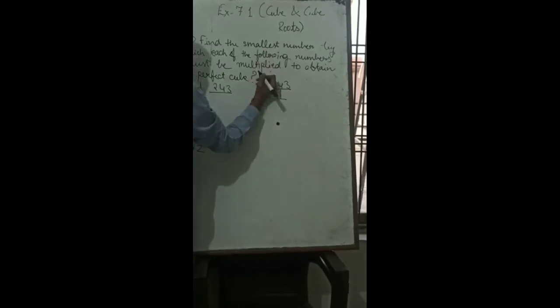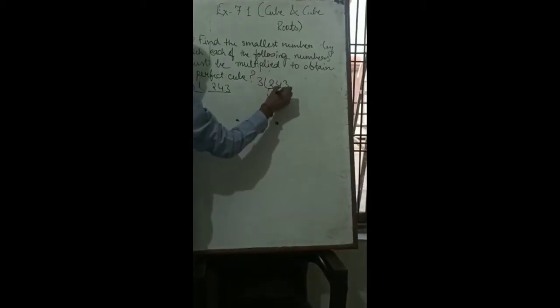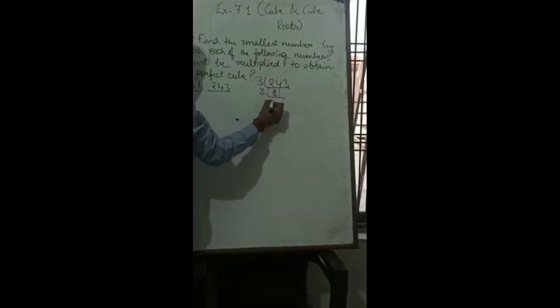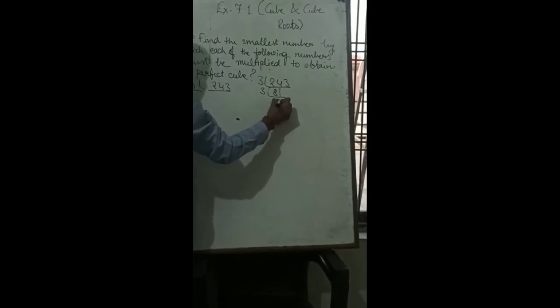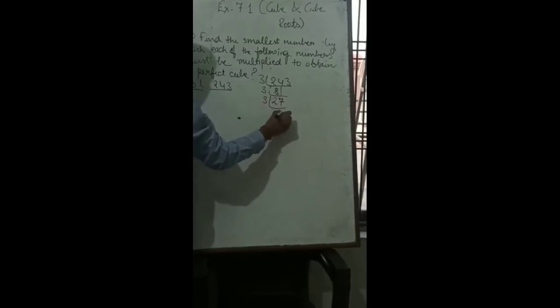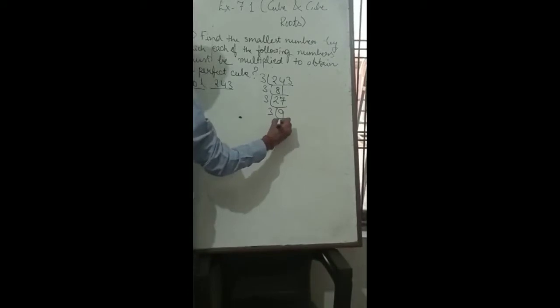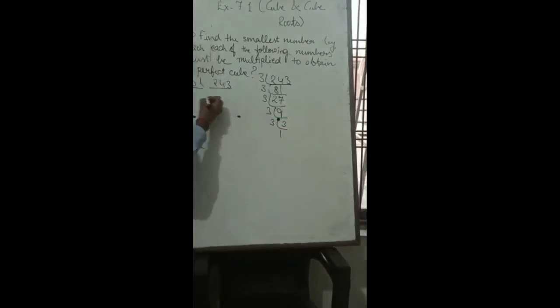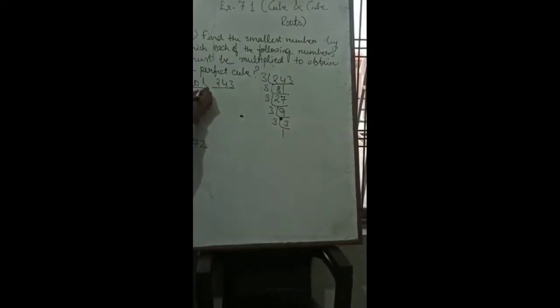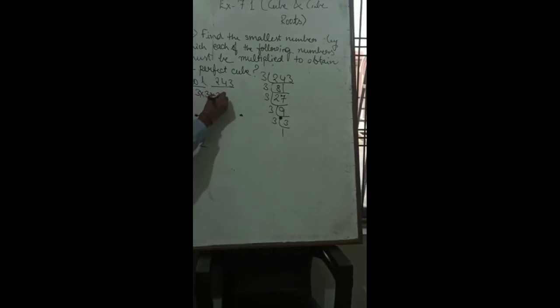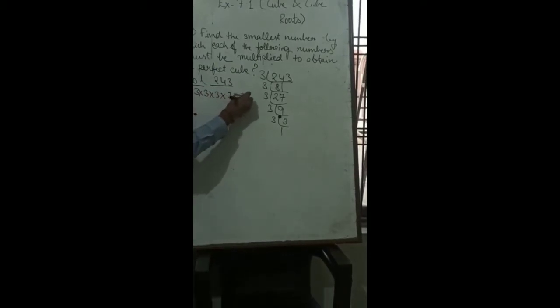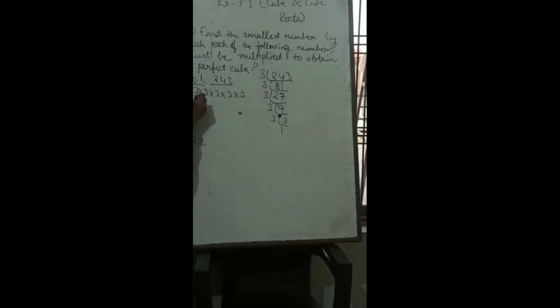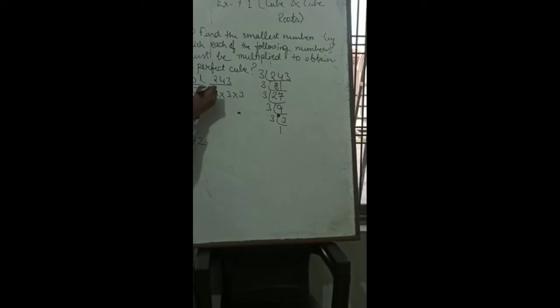It will be cancelled from the table of 3. 3 8 are 24, 3 1 are 3, then again from the table of 3, 3 2 are 6, 3 7 are 21, then from the table of 3, 3 9 are 27, then 3 3 are 9, then 3 1 are 3. And after this you have to note down all the factors of 243 here. How many times is 3? 5 times. Now students, let's make the groups.